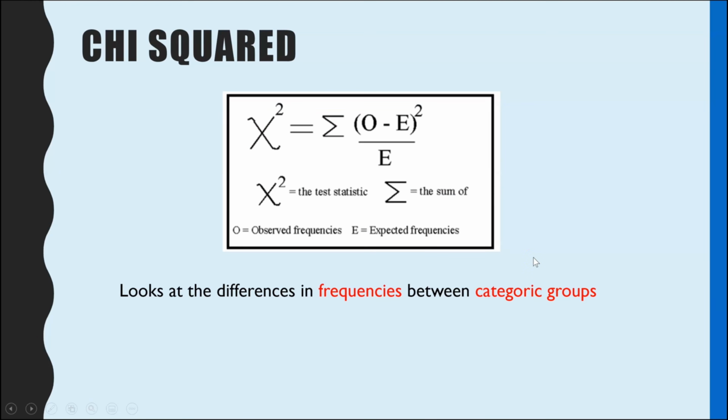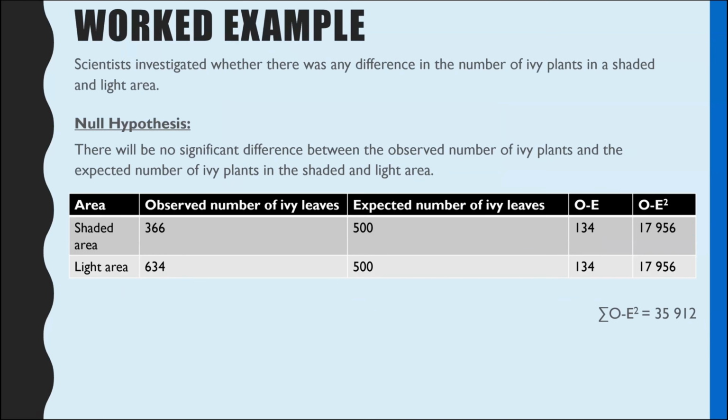So this is the calculation. I'm going to go through it with you because you may have to do it for part of a required practical, but as I said, you don't have to remember how to actually do this in the exam. So in this example, scientists are investigating whether there are any differences in the number of ivy plants in a shaded area and a light area.